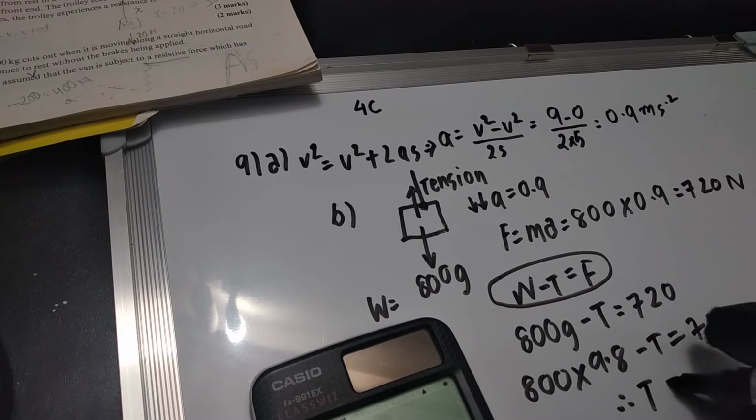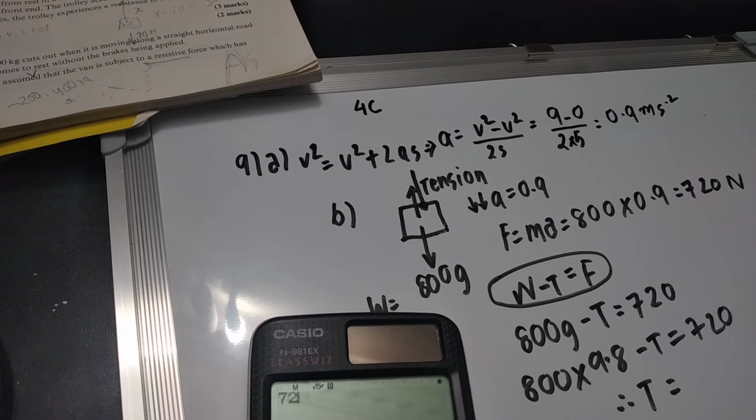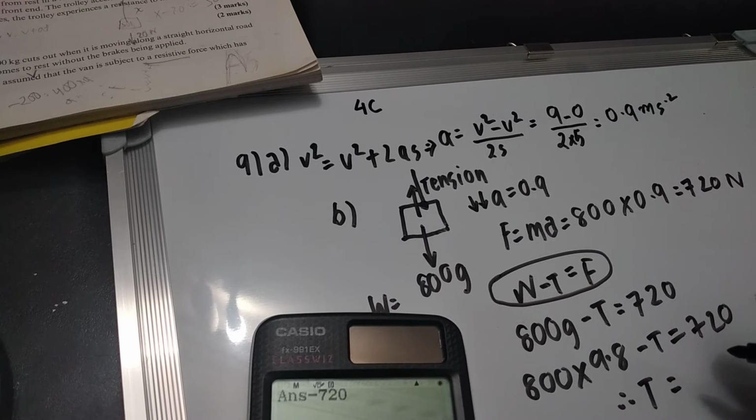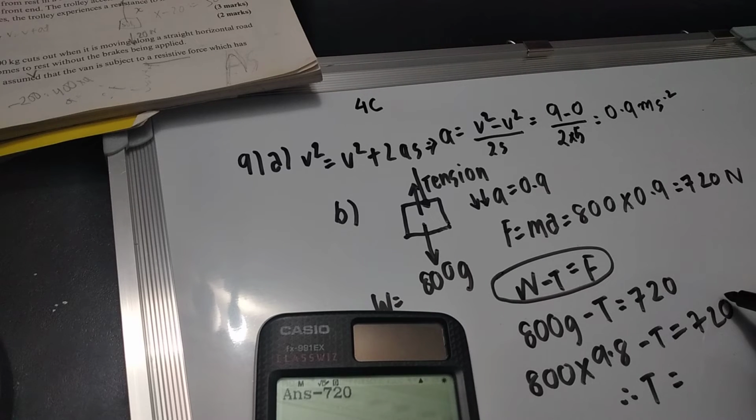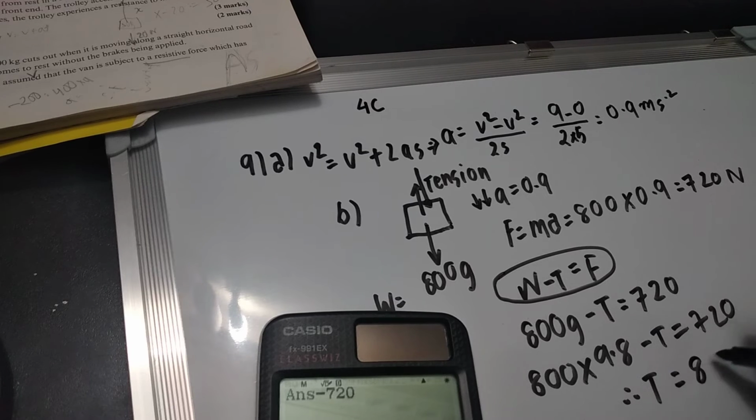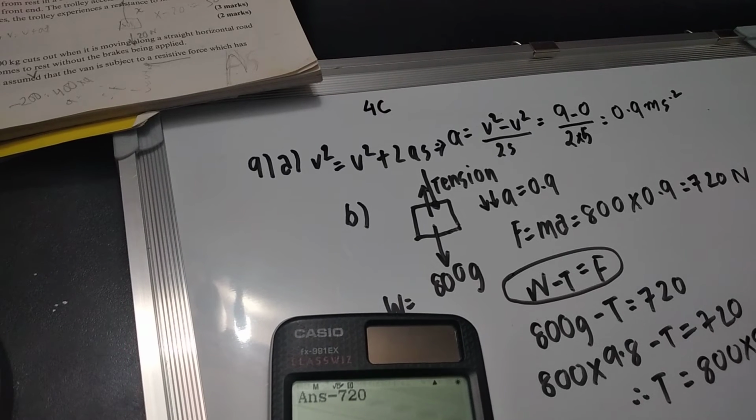Now if I move T, therefore 720 should be subtracted from the 800 into 9.8 minus 720, which gives us a tension force. Never mind, I think I made some mistake. So if you move T here, then 800 into 9.8 minus 720. Okay, that should be it.